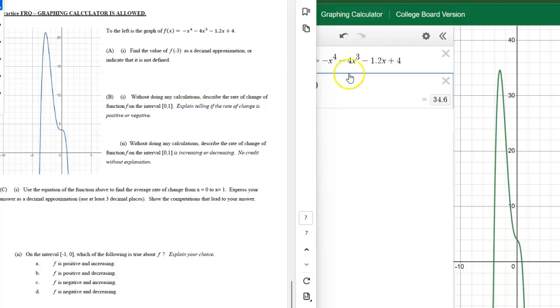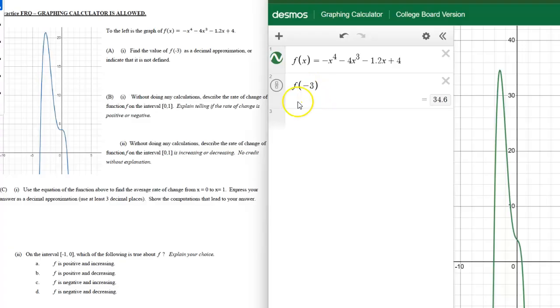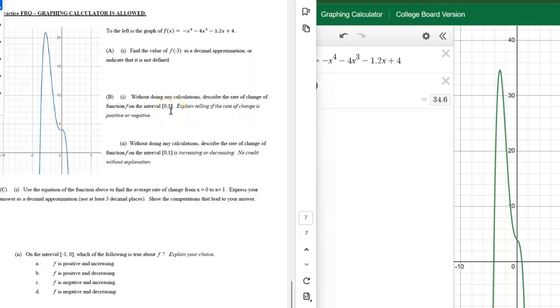You do not have to show the work since you use a calculator. Okay. Letter B. Without doing any calculation, describe the rate of change between 0 and 1. Explain telling if the rate of change is positive or negative. All right, quick review. Rate of change is same as the slope. So the question is asking you, is the slope positive or negative between 0 and 1?